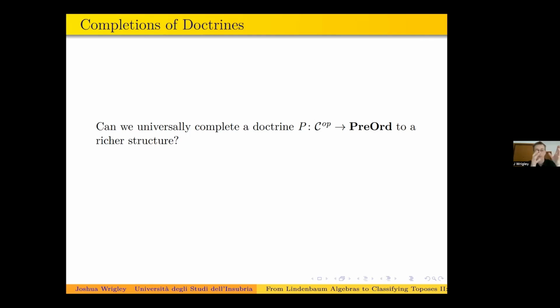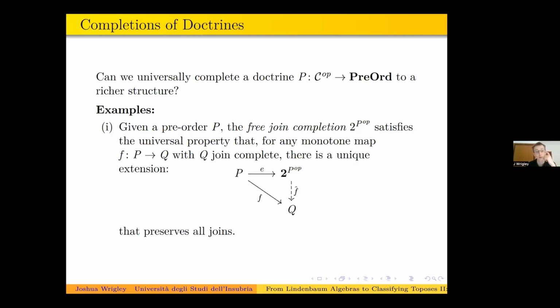Completions of doctrines have been considered a lot in the literature, so I'll just give some examples. We've already seen one at the beginning, the free join completion. Whenever we have a pre-order, this free join completion, which also appeared in Dirk's talk earlier, satisfies this universal property: there's a unique extension of any map into a join-complete pre-order that preserves all joins.